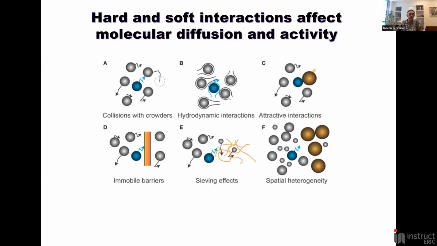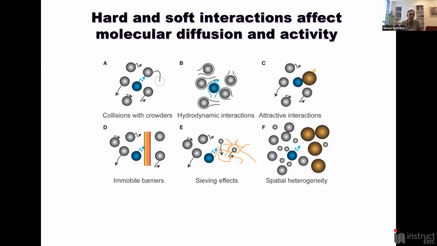First of all, when we think about crowding inside the cell, there are many different forms of crowding. A molecule may collide, which is basically hard sphere crowding. In this sense, it will slow down through the collision, but still diffuse well. We have hydrodynamic interactions between crowders. We have attractive interactions, which are basically what's called soft interactions, because the molecule would have some affinity towards other molecules inside the cell.